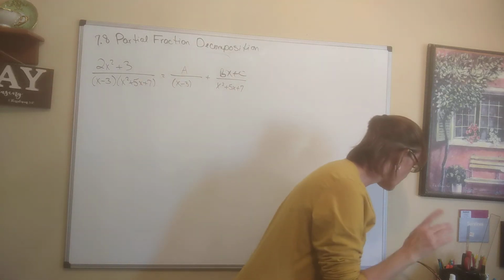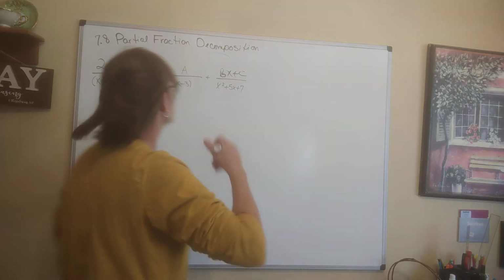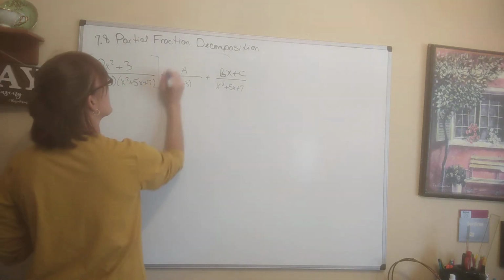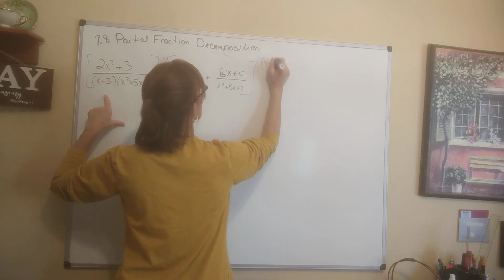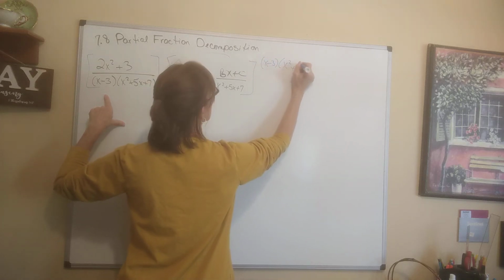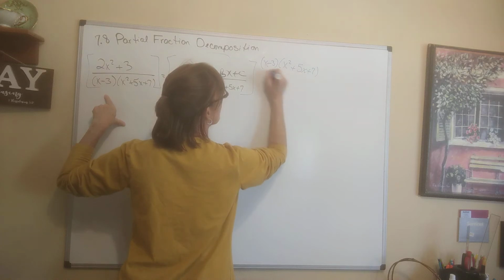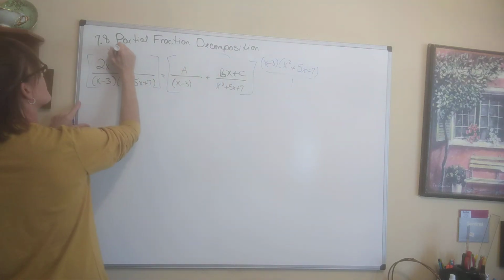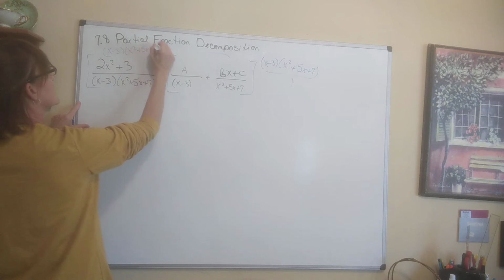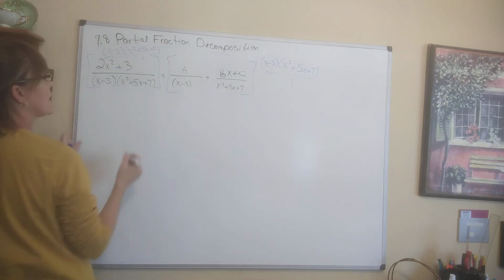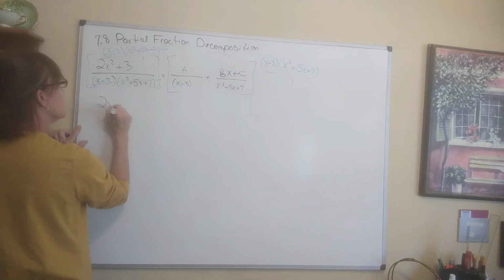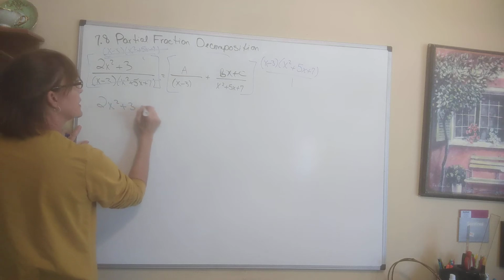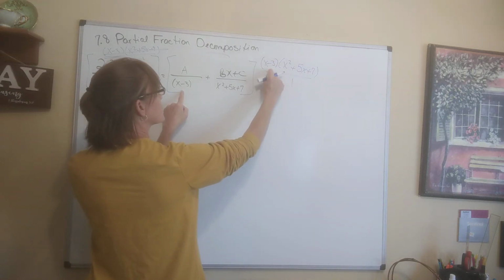Now we're going to kill our fraction by multiplying both sides by the denominator. The denominator is x minus 3 times x squared plus 5x plus 7. Multiply x minus 3, x squared plus 5x plus 7 on both sides to keep your equation balanced. These divide into each other, giving you a 1. We're left with 2x squared plus 3 over here. Over here, the x minus 3 cancels with the x minus 3.